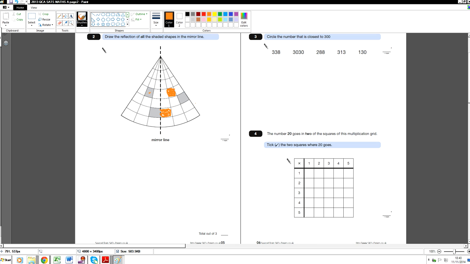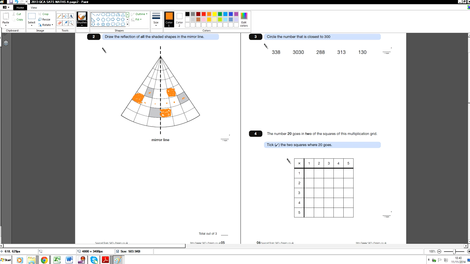Now this shape here corresponds right at the end. So it's 1, 2, 3. It's the third shape away from the mirror. So we follow along. 1, 2, 3 is the distance. So that shape should then be here. So if you got all of these in the right place, give yourself 1 mark. So those are the 3 places.